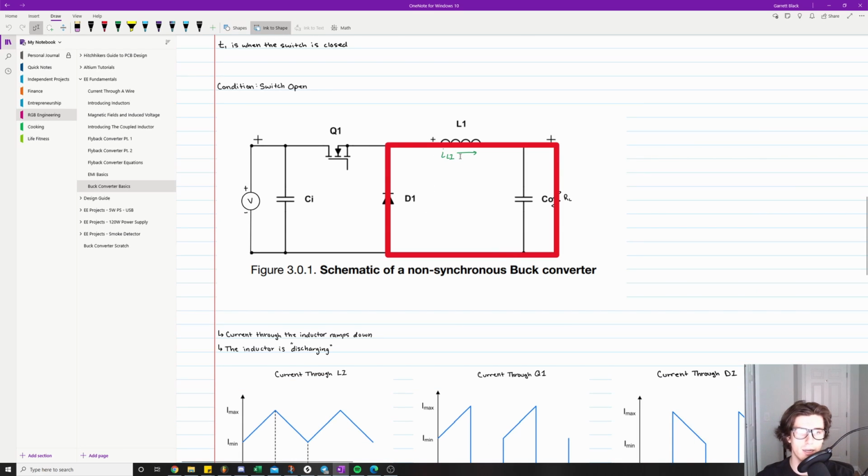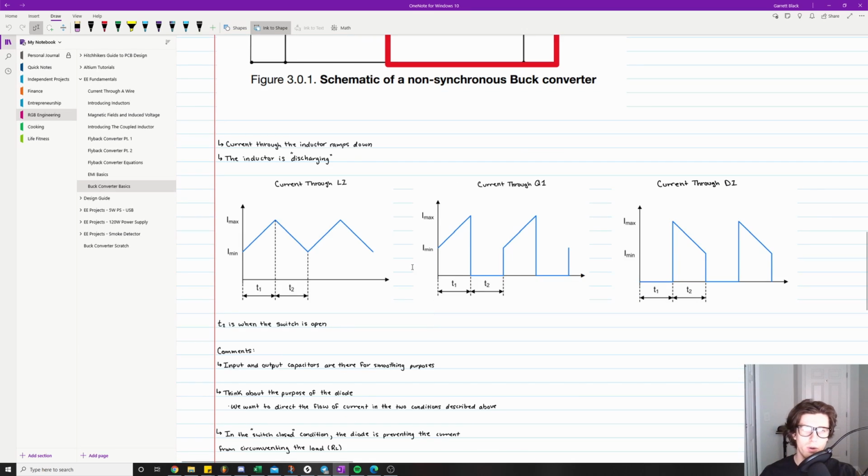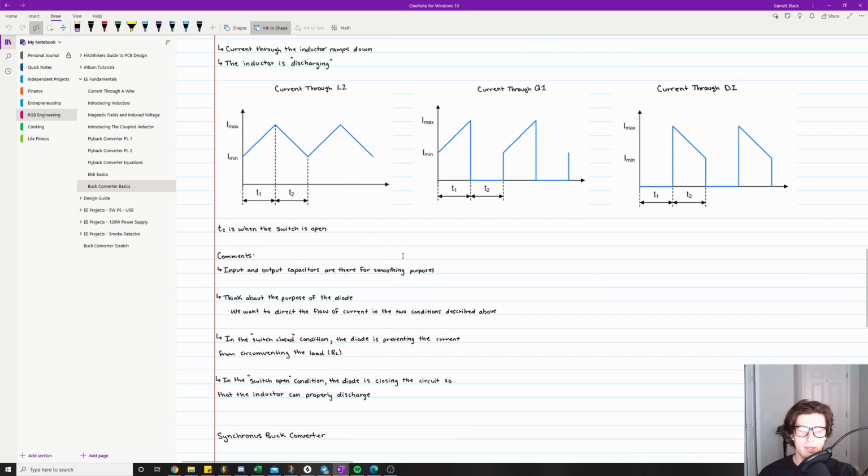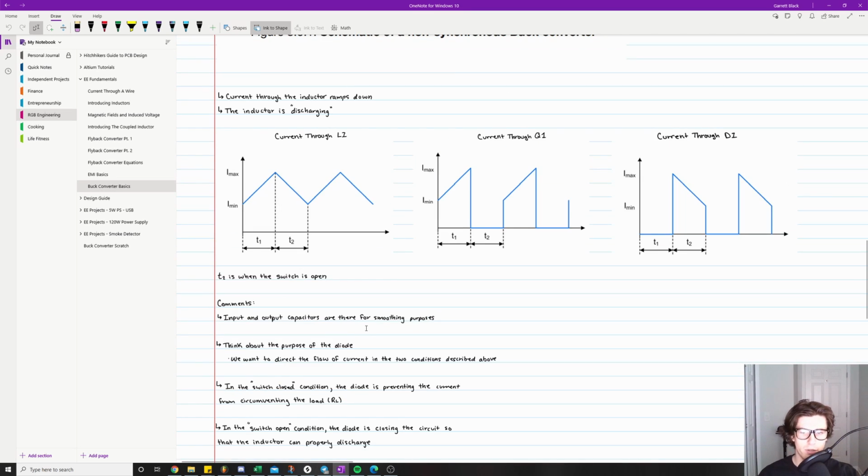So the idea is, again, we're taking advantage of the natural attribute of inductors that they like to resist a change in current, right? That's kind of what the idea is here. So the final comments I want to make regarding understanding how this works: we have the input and output capacitors. Their job is for smoothing purposes.